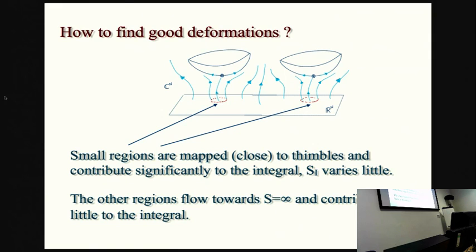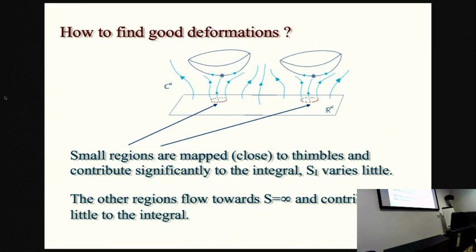The action here, meaning the action over there, is going to be huge. The only regions in the real plane where the action of the mapped point is going to be small are the ones that correspond to points that get close to the thimble. So those are the only ones that need to be sampled.